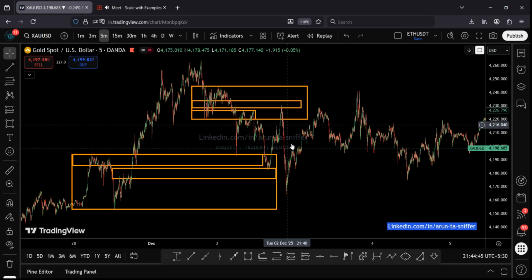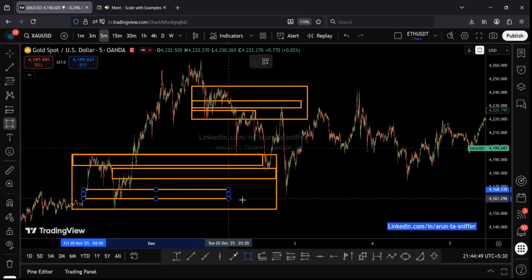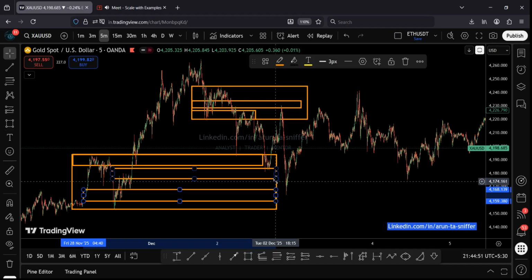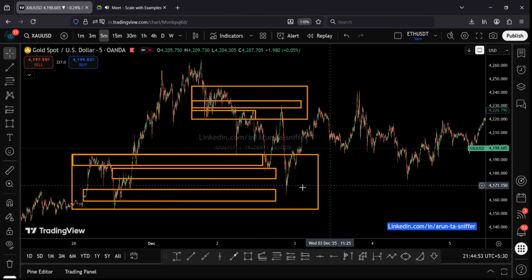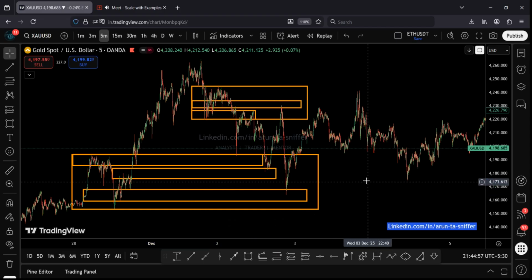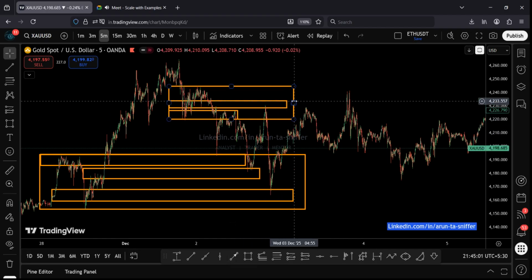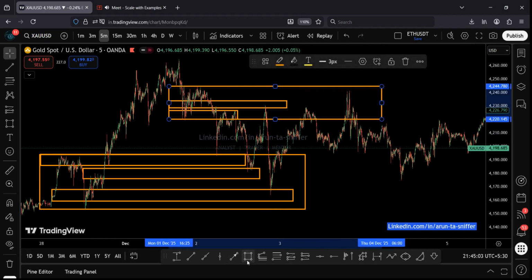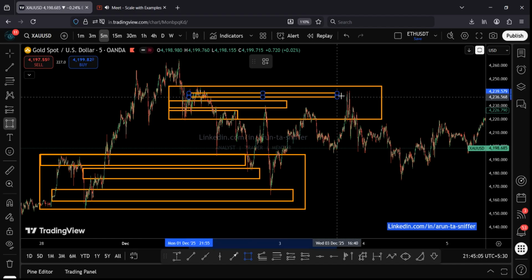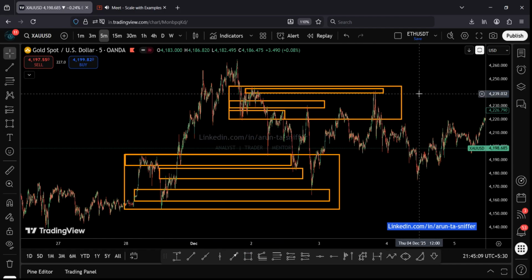And then price comes back and reacted again to a deeper zone again. Okay, and what happened? Price goes back again to this and reacted to the deeper zone. What is this showing? This is showing us scale.